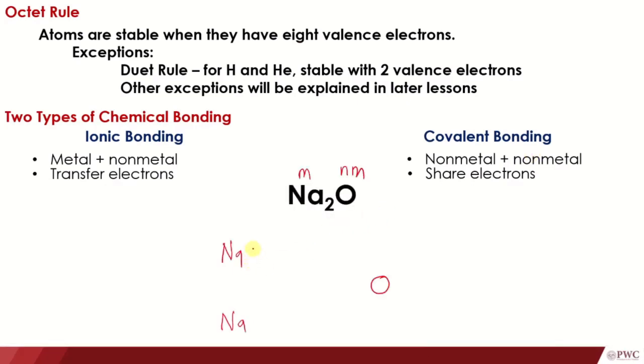Again, sodium has 1 valence electron. Each of them has 1 valence electron. Oxygen has 6 valence electrons: 1, 2, 3, 4, 5, 6. For them to be stable, it needs 8 valence electrons. It has 6 for now, so in this case, it needs 2 more valence electrons.